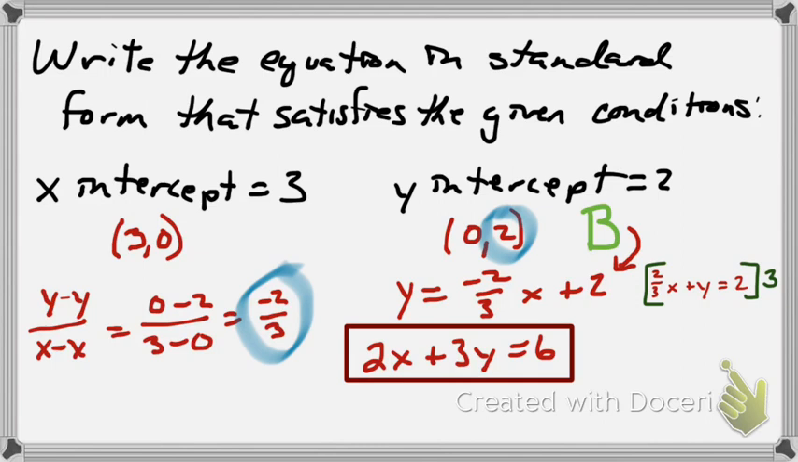So we took the information that they gave us, we deciphered it, and we found our slope, and the y-intercept was given. And then it's just a matter of going through the process. Let's look at another example. Does anybody need more time with that slide?